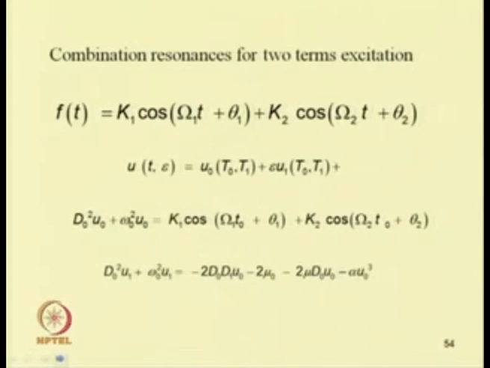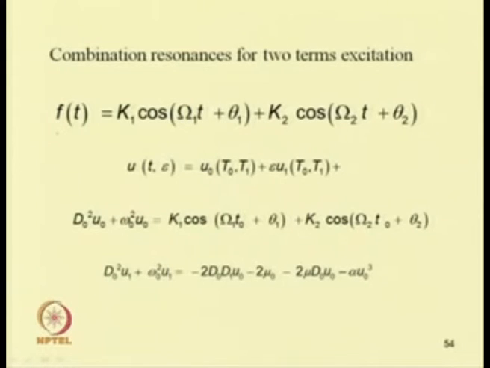If a multi frequency excitation acts on the system, what will happen to the system? Previously we have taken only a single forcing term. Instead of taking a single forcing term, we can take multiple forcing terms. So, let us take the case when this forcing term equals k 1 cos omega 1 t plus theta 1 plus k 2 cos omega 2 t plus theta 2.